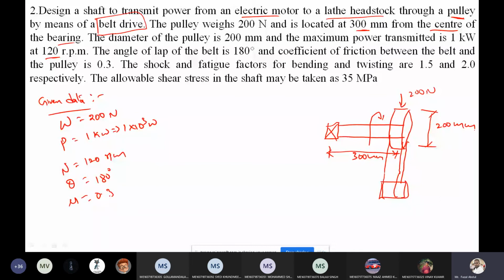Here, shock and fatigue factor for bending and twisting. It means, see the statement, shock, fatigue factor, bending, twisting are 1.5 and 2. By seeing this statement, you need to conclude one thing. What is that? The given question belongs to the shaft subjected to fluctuating loads. So Km value is given for bending as 1.5, Kt value is given as 2.